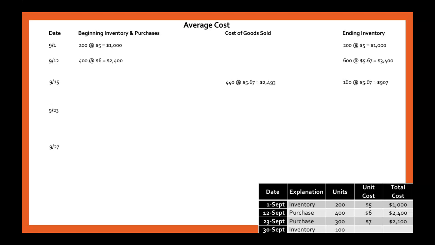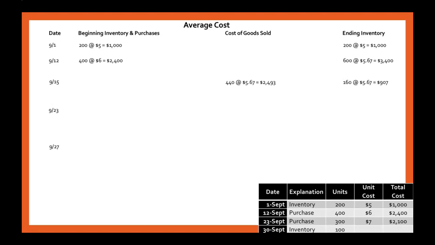You'll notice the average unit cost doesn't change when you make a sale, right? Because then our ending inventory on the 15th, we had 160 units left at $5.67. So, purchases, there's some extra work compared to when you are doing just FIFO and LIFO, but a sale is simpler under average cost.